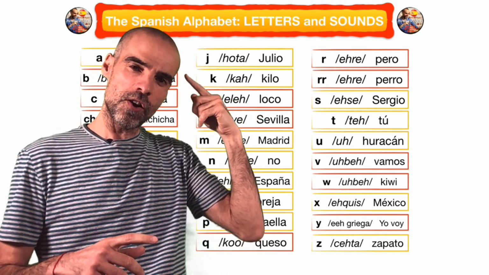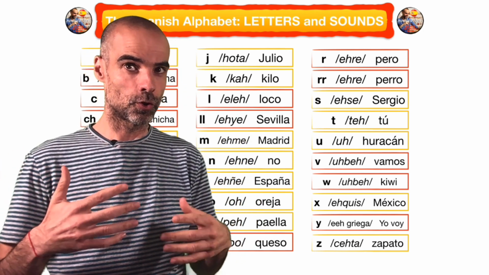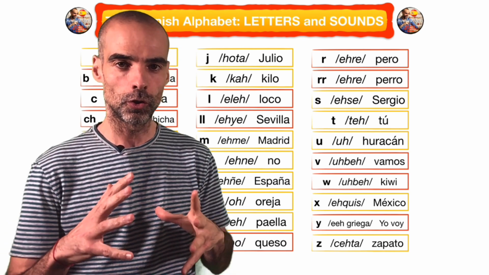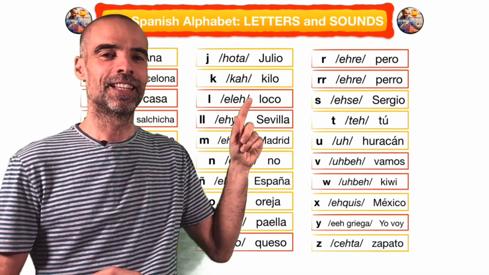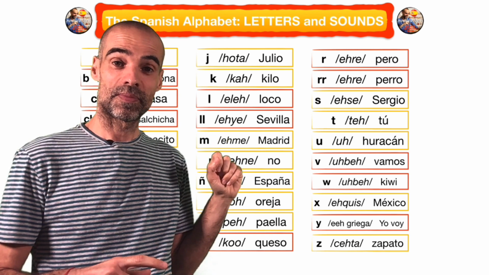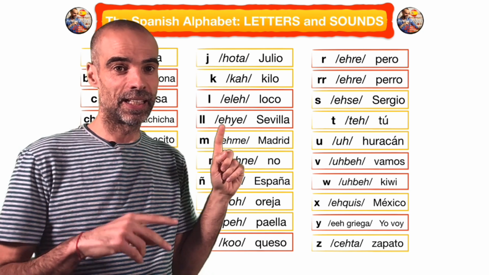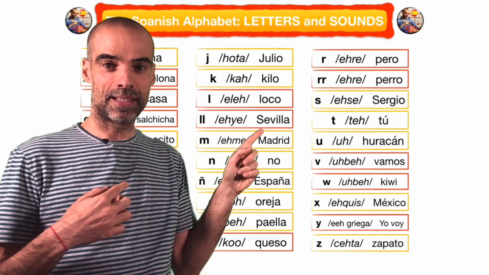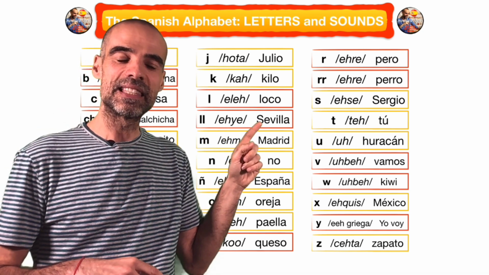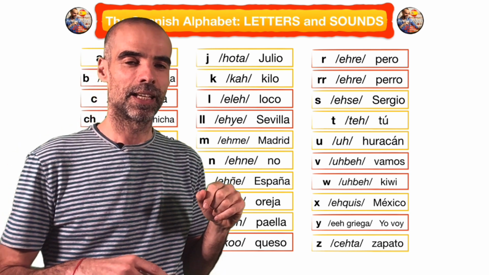loco, crazy, loca, okay? Yo estoy loco, tú estás loco, tú estás loca. Alright, okay. And por ejemplo, for example, elle now. Elle, okay? It's not double L, elle. Like my town in the south of Spain, Sevilla. Sevilla, ya. Sevilla. ¿Sí? Vale.